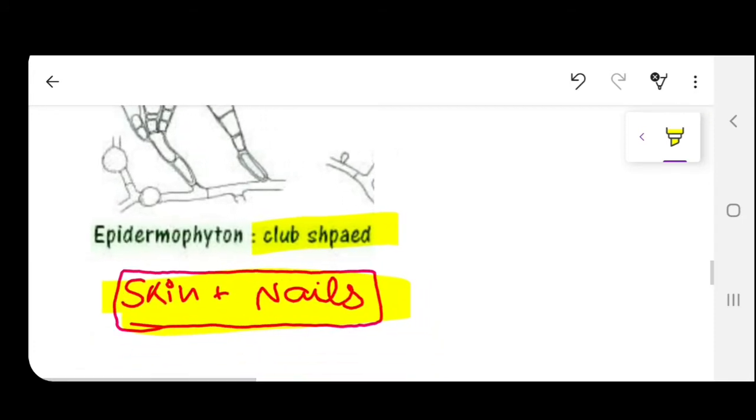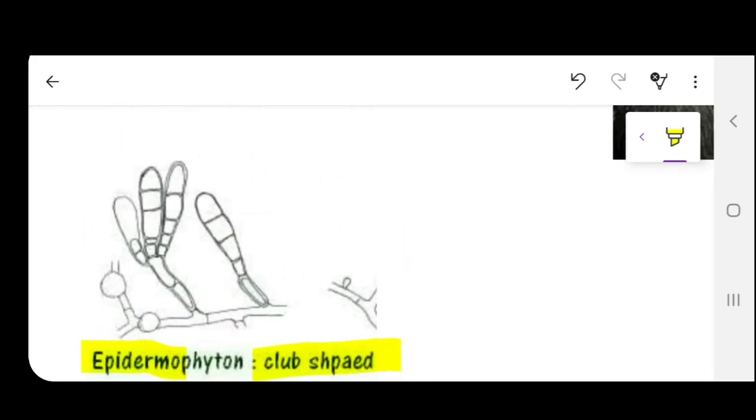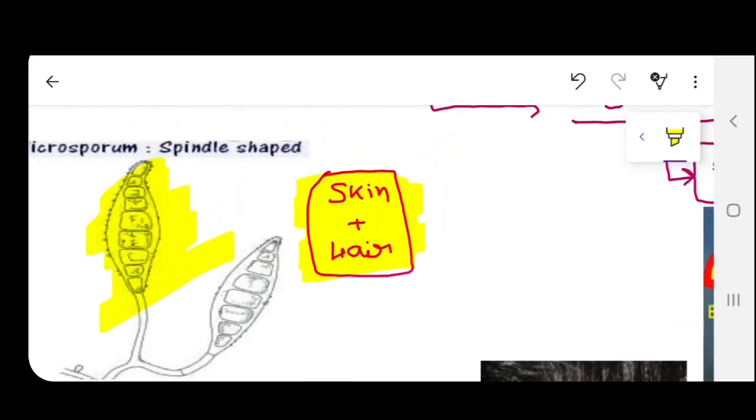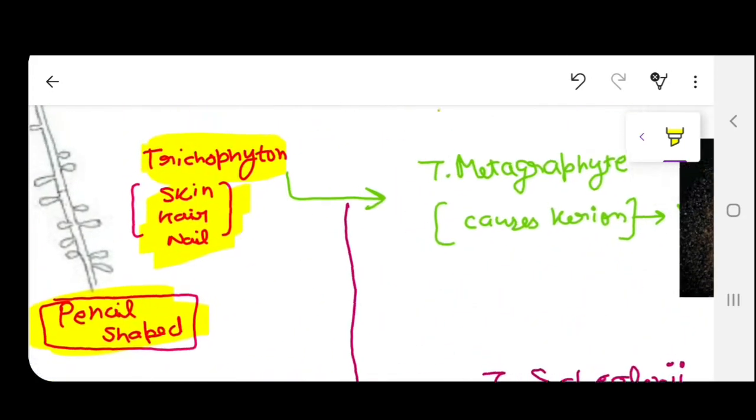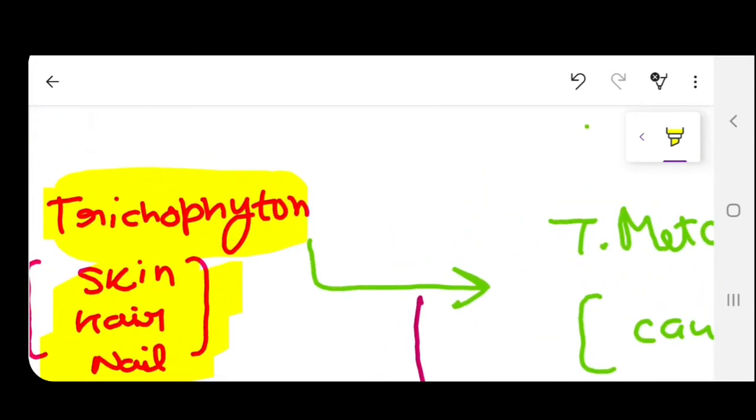You can remember epidermo means epidermis. So the epidermis is included in the skin and the nails, but not in the hairs. Now guys, a very important topic, Trichophytons. I will be explaining some very important points about the Trichophytons.